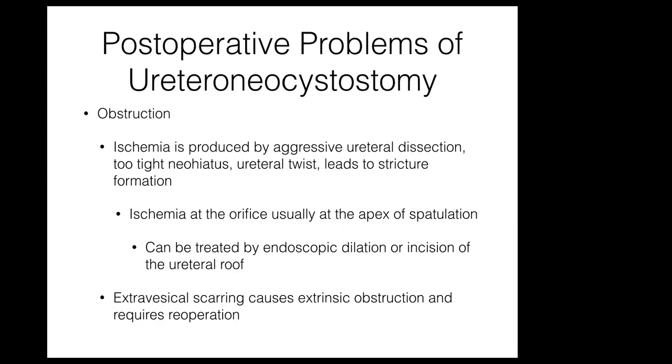Ischemia is produced by aggressive ureteral dissection, a too tight neo-hiatus, or a ureteral twist, which leads to stricture formation. Ischemia at the orifice usually begins at the apex of the spatulation. This can be treated by endoscopic dilation or incision of your ureteral roof. Extravesical scarring causes extrinsic obstruction and requires reoperation.